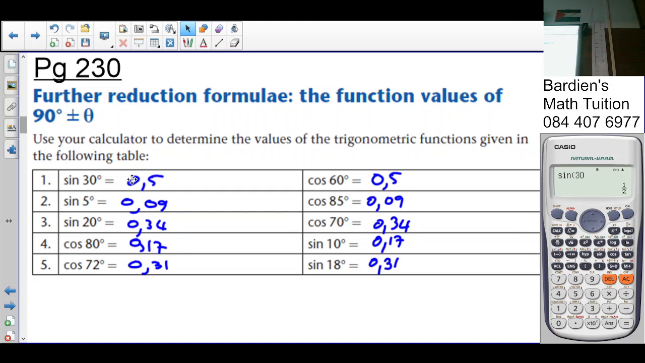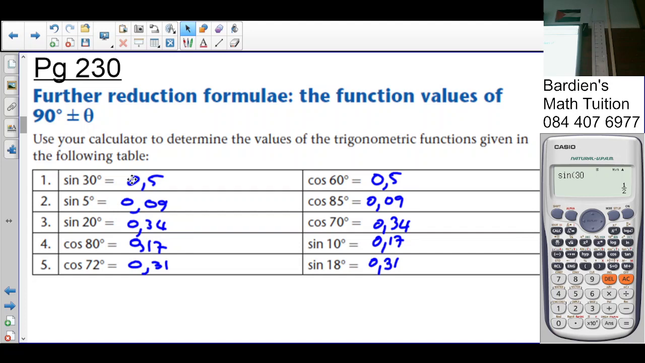Get 90. You all see that? 30 plus 60 is 90 in row 1. 5 plus 85 is 90 in row 2. 20 plus 70 is 90 in row 3. 80 plus 10 and 72 plus 18. So they add up to 90. What else do you notice?